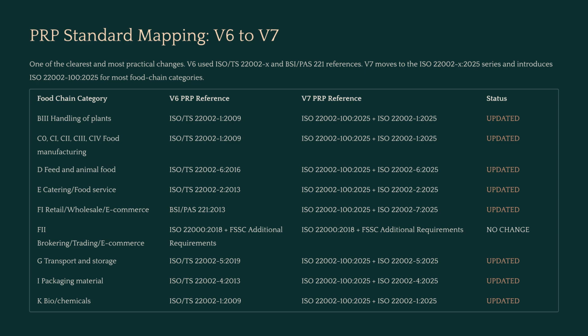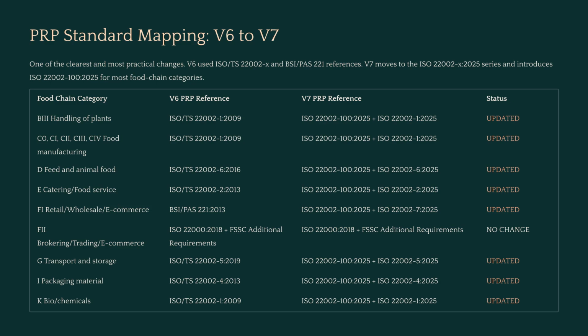The most practical and visible change in version 7 is the overhaul of the prerequisite program, or PRP backbone. In version 6, organizations relied on a mix of ISO TS 22002-X documents, and in some sectors, BSI PAS 221. That structure worked for many years, but it also created variation between sectors and made it harder to maintain one common logic across the scheme.